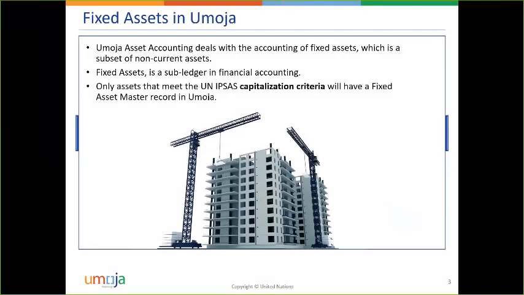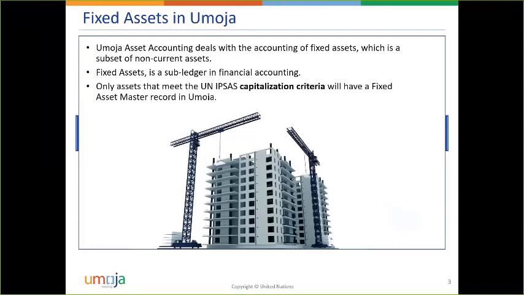So what is a fixed asset in Umoja? Okay, this is basically for people that are not from finance. Umoja as assets accounting deals with accounting of fixed assets, which means that from the finance point of view, there are certain assets in a mission that meet what we call capitalization criteria, because they have a certain value and they last for a certain period of time and there is depreciation, so all this is tracked in finance.